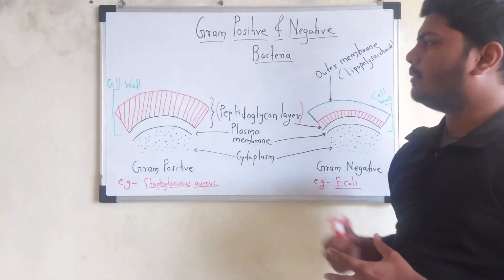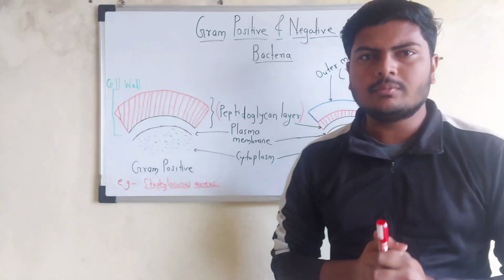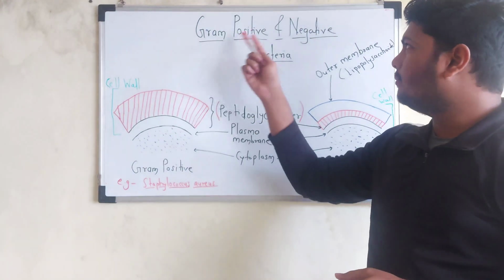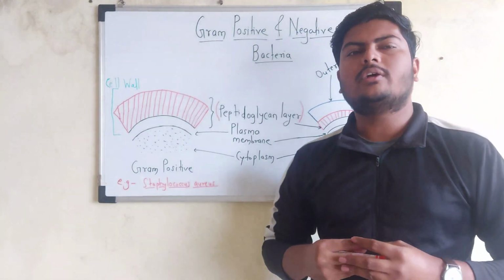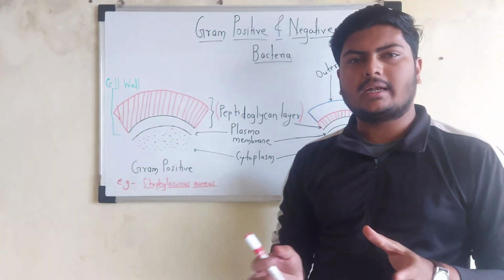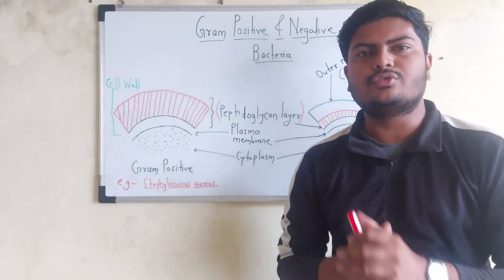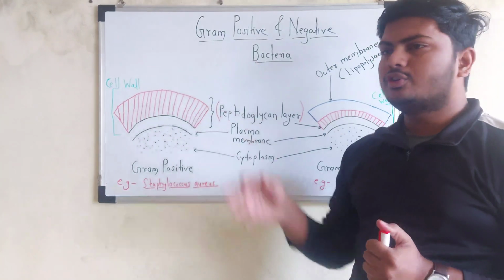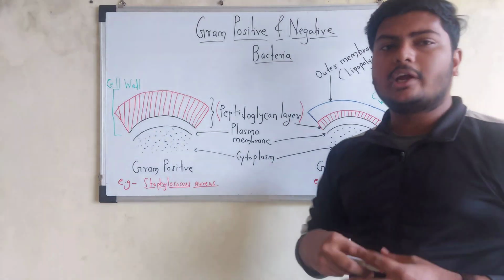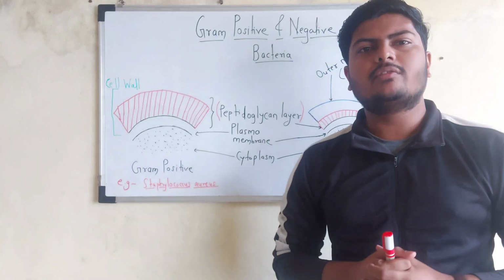Here, gram positive and gram negative bacteria. In 1884 the scientist Christian Gram did a staining procedure to differentiate between bacteria, and because of him these bacteria are named gram positive and gram negative. The bacteria which retained the stain he used are called gram positive bacteria, and the bacteria which did not retain that stain are called gram negative bacteria. The procedure of gram staining we will look at in further lectures.